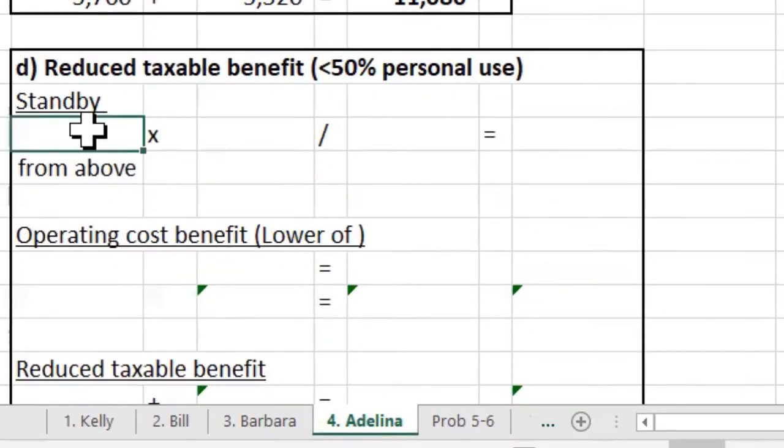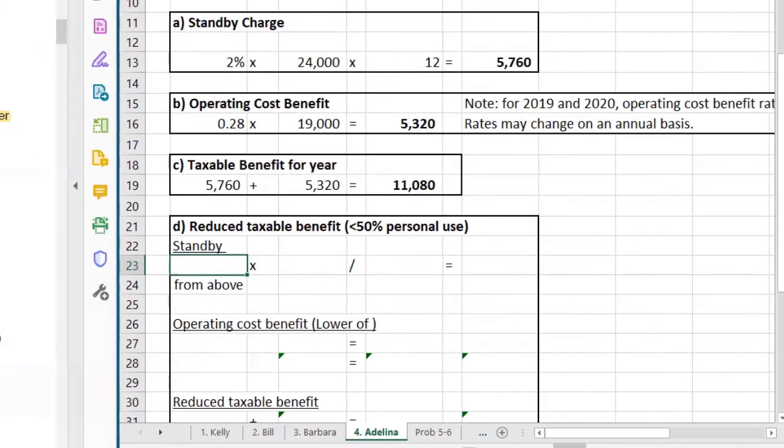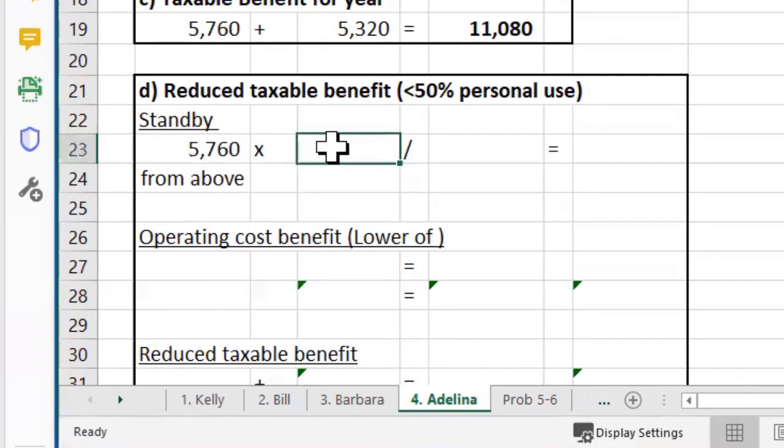The whole point of the benefit is, you got a car from your employer and then you got to drive it around. Well, there's a taxable benefit associated with that because you effectively got to drive a car for free, which is why we do the standby charge. So here we're going to have a reduction in that standby charge. So we can take our standby charge as calculated above in part A. There it is. All right. And then we're going to multiply the standby charge by, and here's how it works.